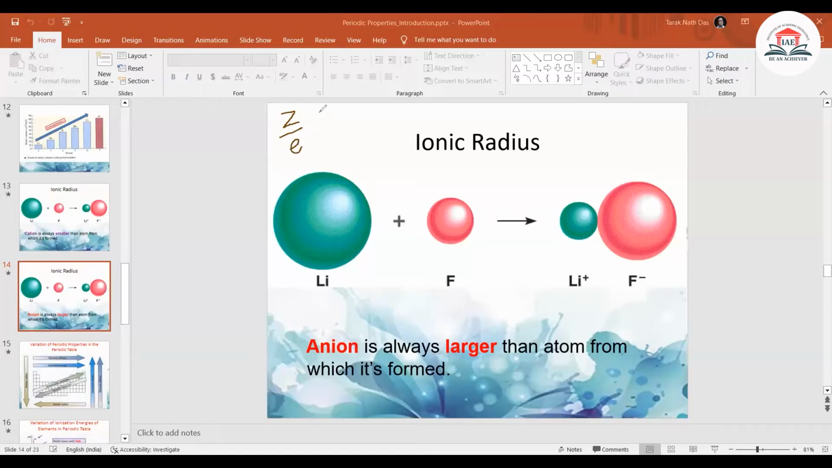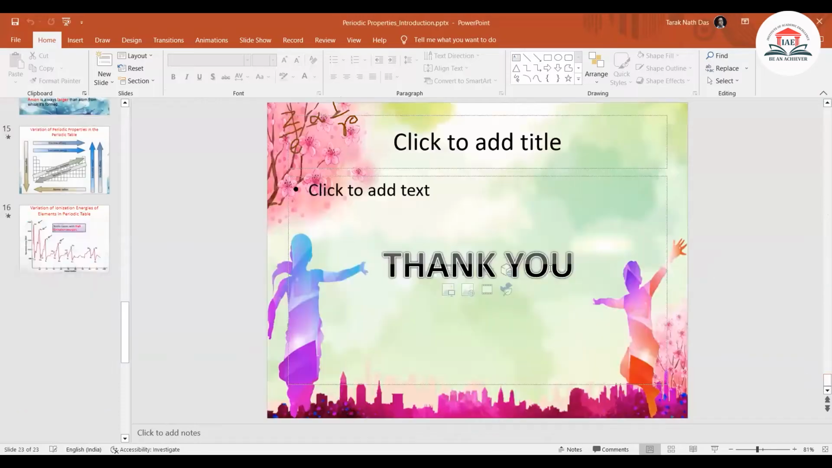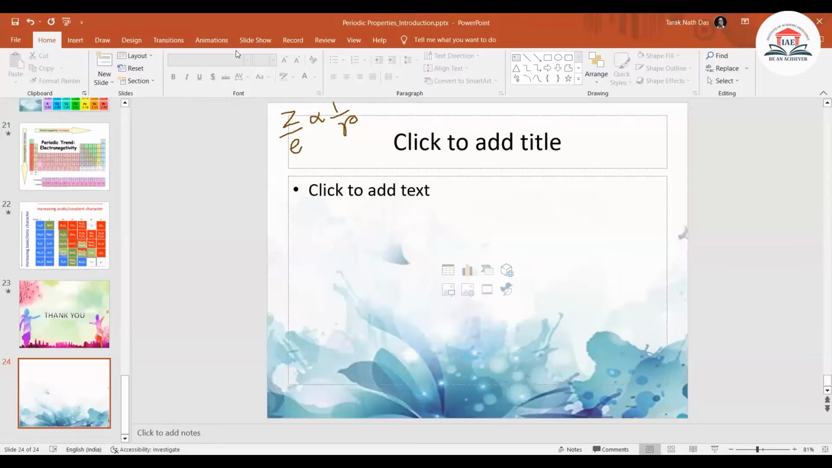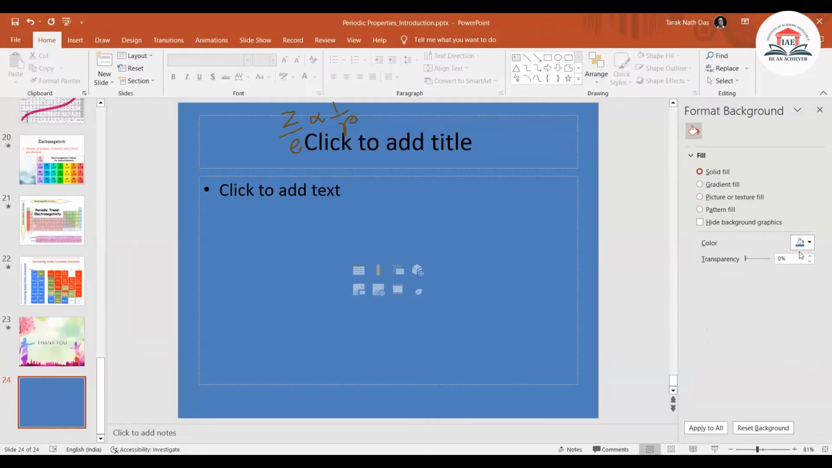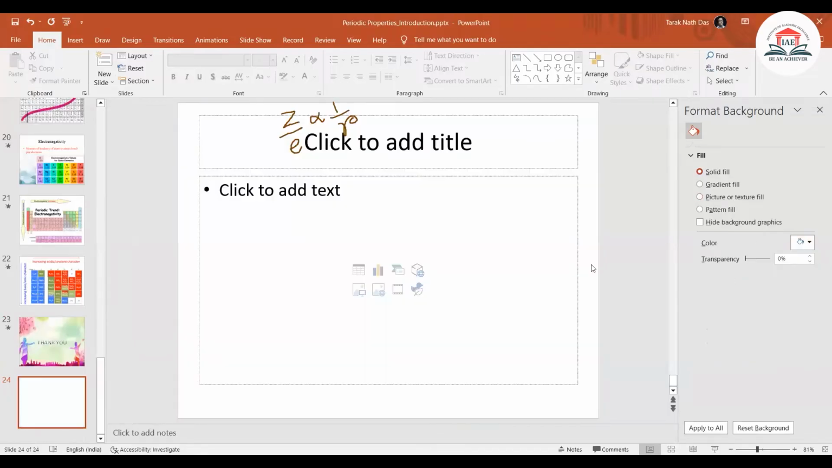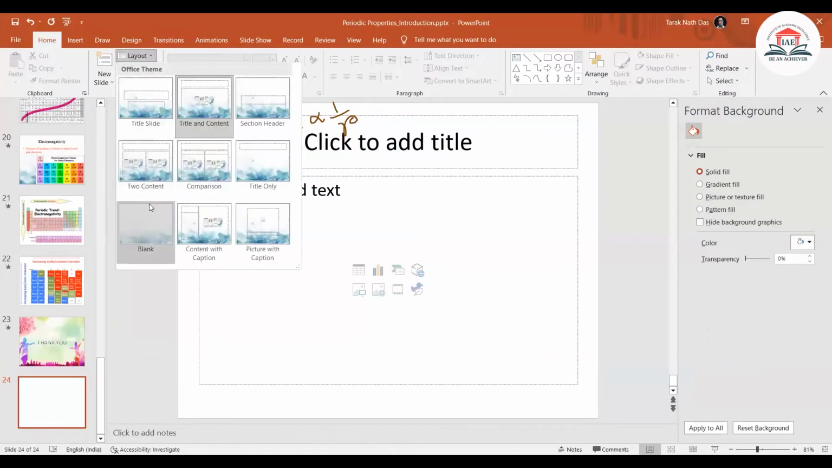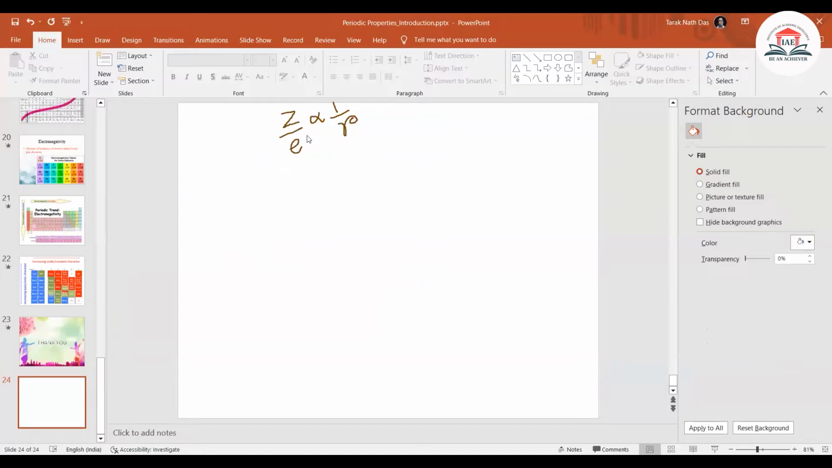Z by E varies as 1 by R. Is this visible? The voice is cutting out a lot. The board is visible. Hello. Okay. Now I'm audible. Yes, it is audible. It shows here Z by E varies as 1 by R.